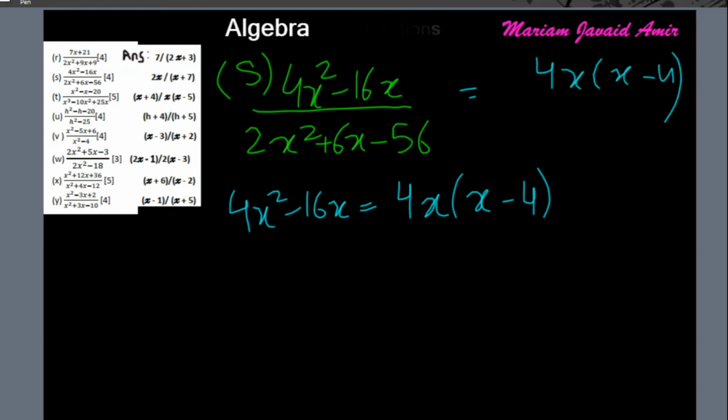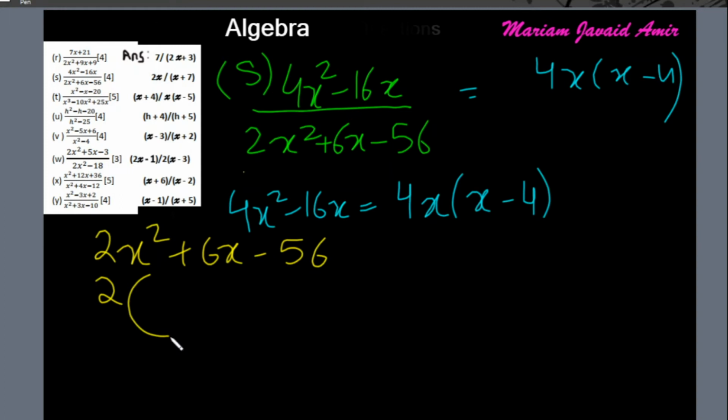Now let's factorize the denominator. We have 2x square plus 6x minus 56. So we can in fact take 2 common to make our working easier, and in fact we should take 2 common when we can divide all of these numbers by 2. So taking 2 common, I get x square plus 3x minus 28, yes. So now I will be factorizing this.